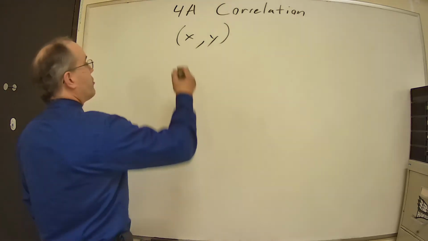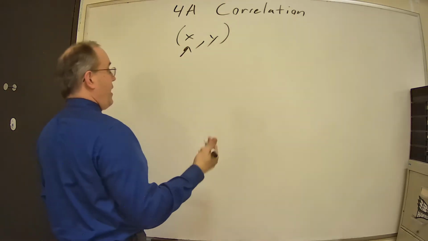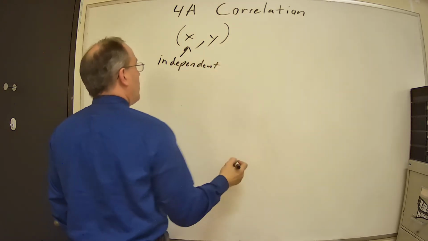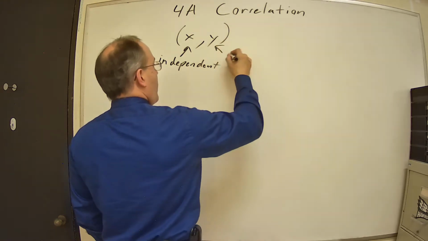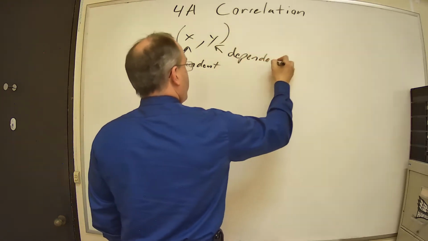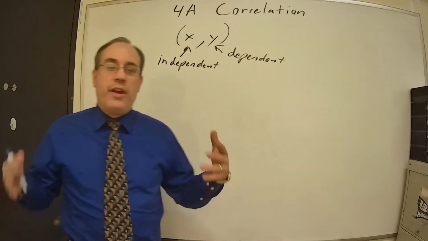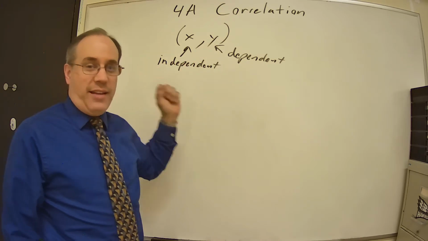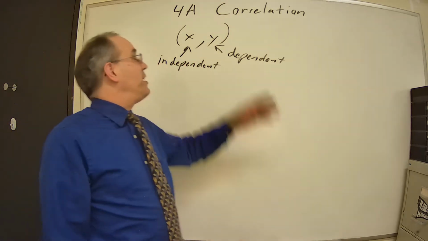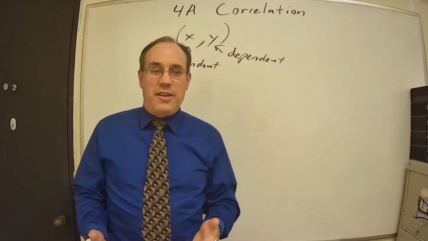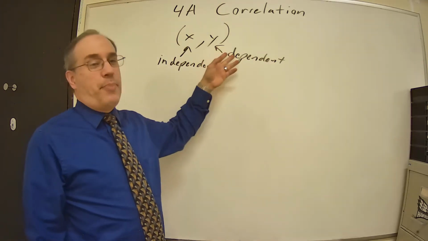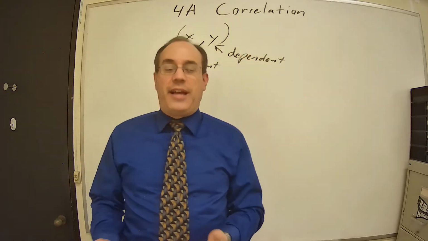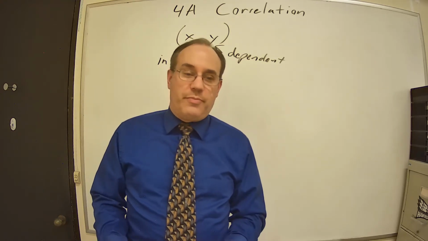We tend to refer to this first variable, x, as the independent variable, and the second variable, y, as the dependent variable. Meaning that x is what everything's based on, and y depends on x. Now, correlation is actually studying how much does the dependent variable really depend on the independent variable. And that's what we're going to be checking to see as we deal with this.